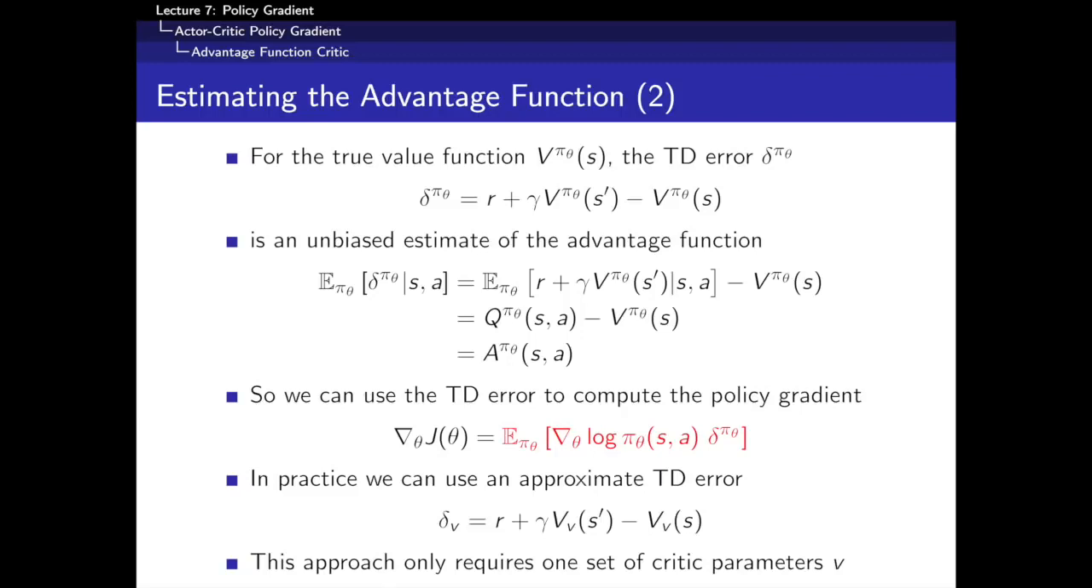But if we use a critic to estimate V, if we use a V hat now instead of the true V pi, and we use the TD error based on our approximate value function, and we just plug in that estimate of the TD error there, then we end up with something which is a good approximation to this policy gradient theorem. That's a practical algorithm. We estimate V, we generate TD errors using our V, and we move in the direction of those TD errors. And we only need one set of critic parameters V to do that.